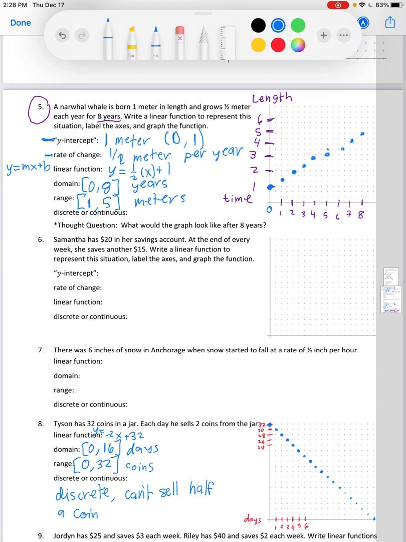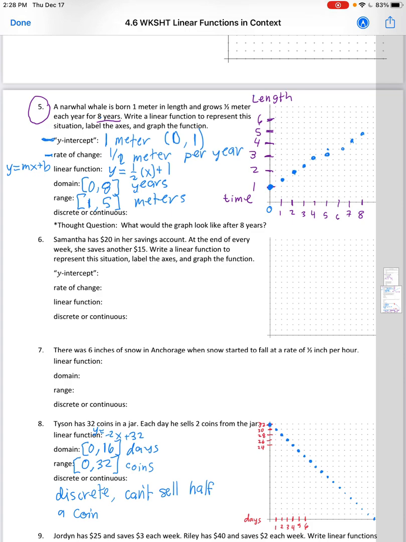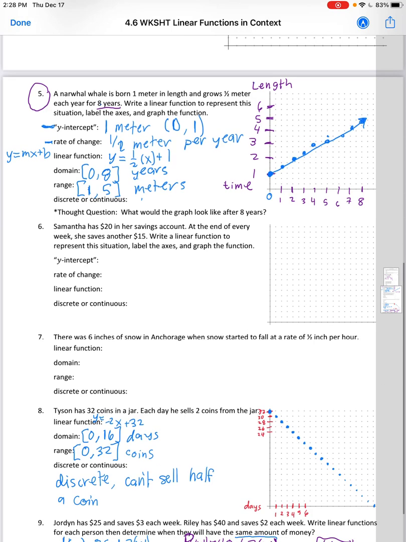All right. Is this function discrete or continuous? Another way of thinking about this question is asking yourself, would it make sense for this function to connect the dots? I think in this case it would make sense to connect the dots, because we could, at points in between, measure the length of the whale. And we could get like half a year and measure it and get another distance. I would say this one is continuous.